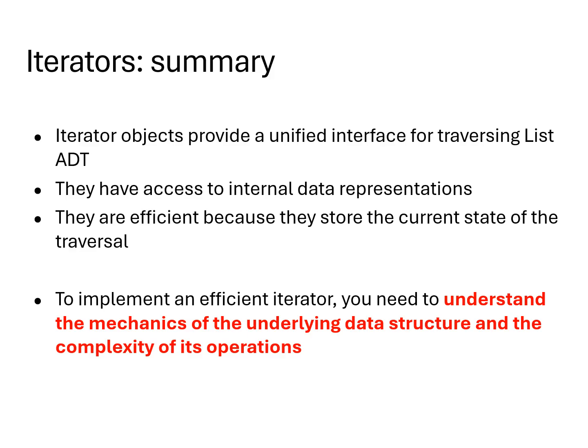So to summarize our lesson about iterators, iterator objects provide a unified interface for traversing a list abstract data type. They have access to internal data representations of each list. They are efficient because they store the current state of the traversal and do not need to restart from the beginning. To implement an efficient iterator, you need to understand the mechanics of the underlying data structure and the complexity of its operations.